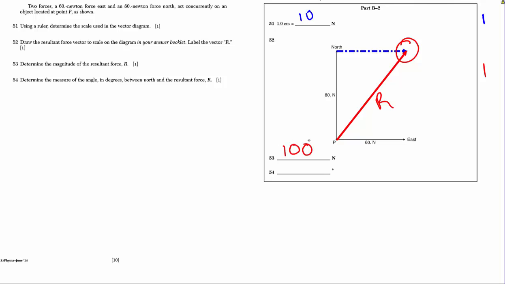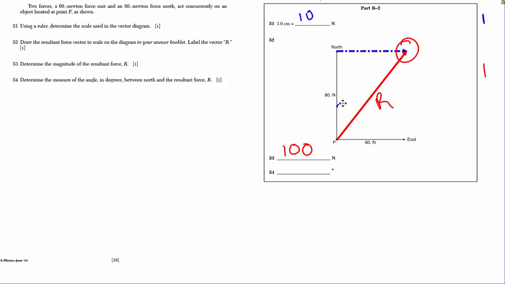Now you could have done the Pythagorean theorem. It wouldn't have been a problem because it didn't say explicitly you had to use a ruler. But I'm not going to go through that for this problem. And then number 54, we want to know the angle between the north and the resulting vector. It's important to really make sure you're reading that properly.